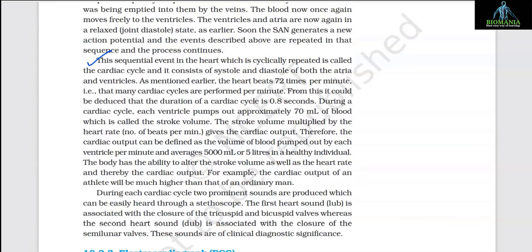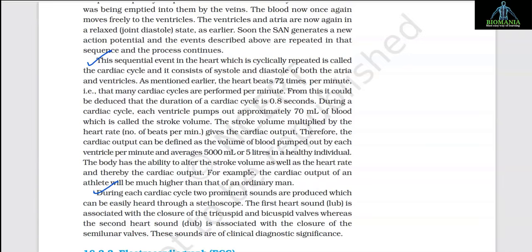Therefore, the cardiac output can be defined as the volume of blood pumped out by each ventricle per minute and averages 5000 ml or 5 liters in a healthy individual. The body has the ability to alter the stroke volume as well as the heart rate and thereby the cardiac output. For example, the cardiac output of an athlete will be much higher than that of an ordinary man.